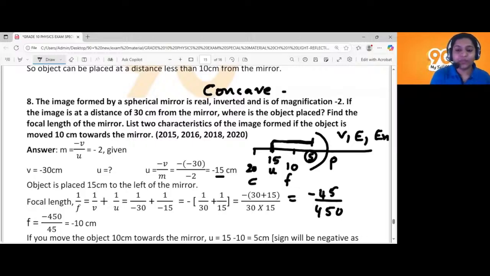So here, see the question. Our object is placed at 15 centimeter. Negative 15 means this left hand side. When you move it 10 centimeter towards the mirror, mirror is here, 15 minus 10, the location will be 5. U is equal to negative 5, which means it is between the pole and focus because our focal length is negative 10. When you keep an object between pole and focus, it will form a virtual, erect, and enlarged image.